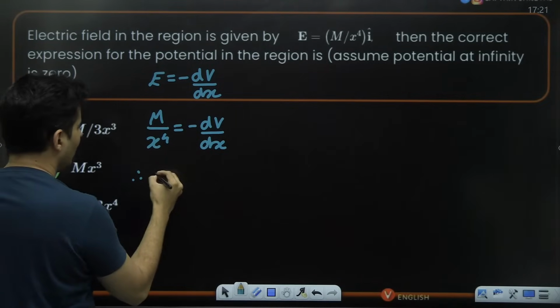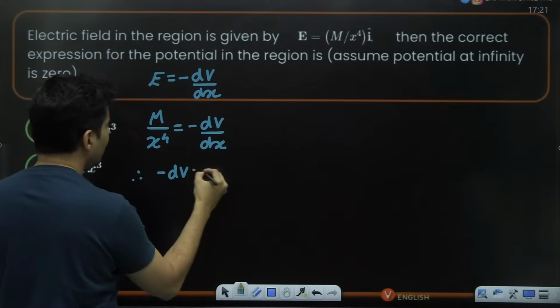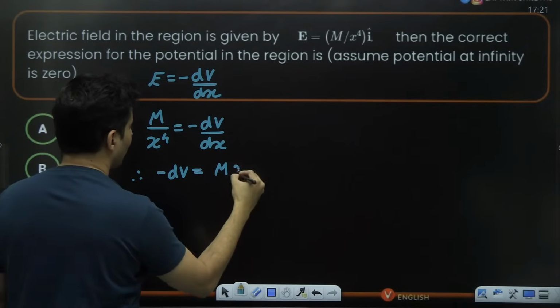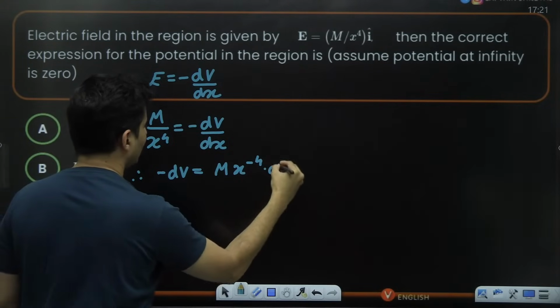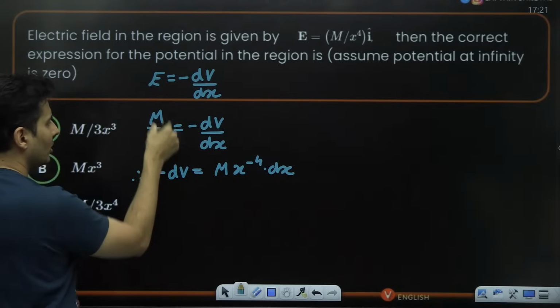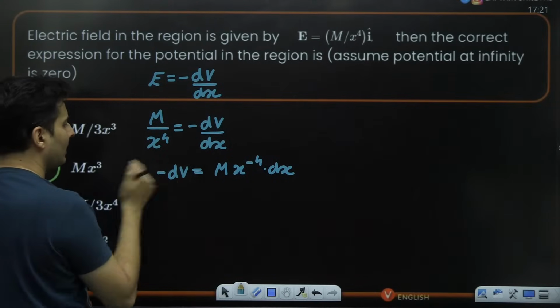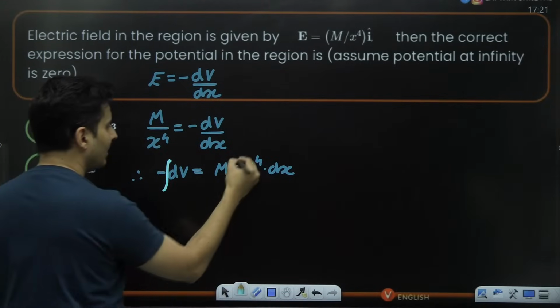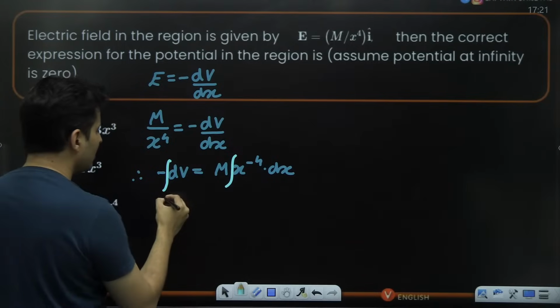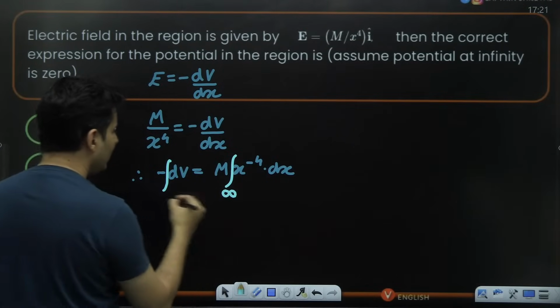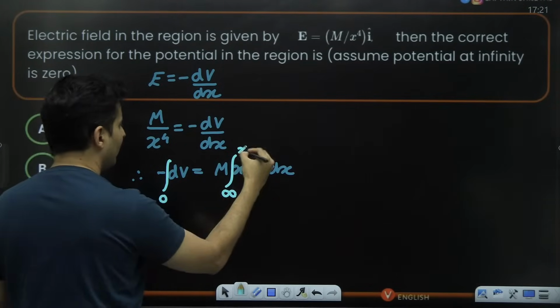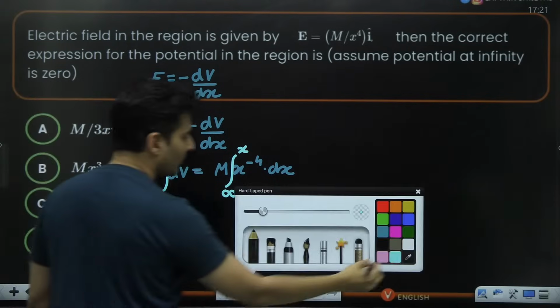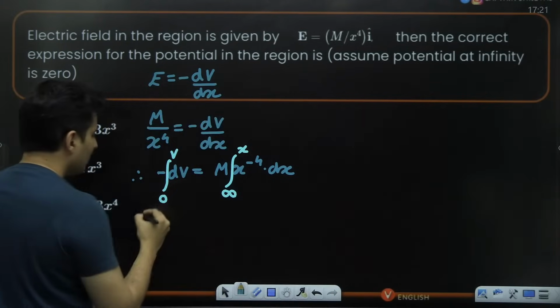Rearrange it. So I will get negative dV is equal to m x raised to minus 4 into dx. So dx goes on the top, x raised to minus 4 goes on the top, minus dV stays as it is. Obviously, the next step is integral. So integral and integral. Limits of the integration: when I'm at infinity, the potential is 0. When I'm at x, the potential is V. That's all.